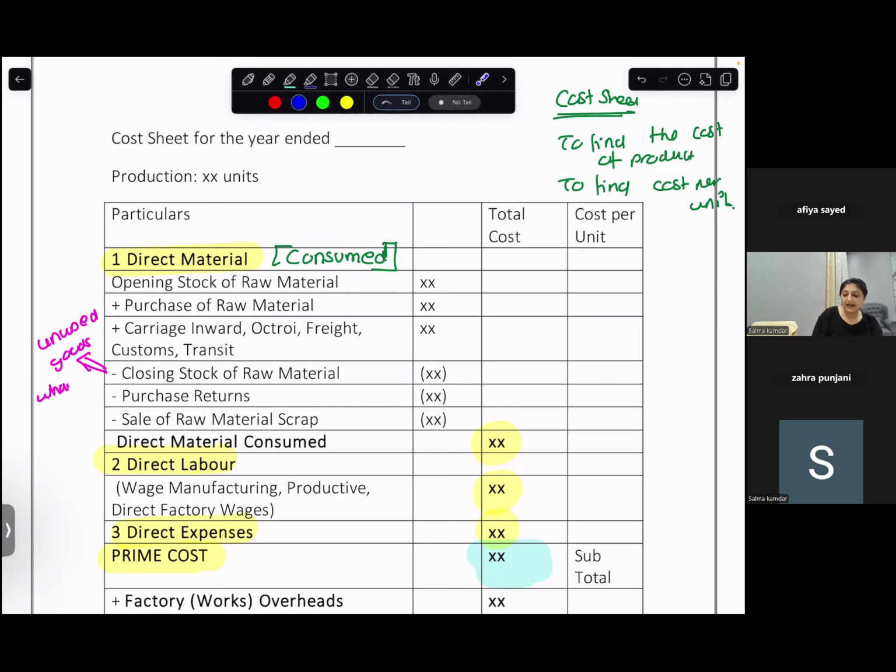So when I am talking about direct material, I will use direct material consumed. Whatever is not used has to go out, so it is minus. If I purchase some materials and I do not use it, what will I do? Return it. Deduct it. You will minus it. So direct material consumed has these elements in it, which will be calculated in the first column.